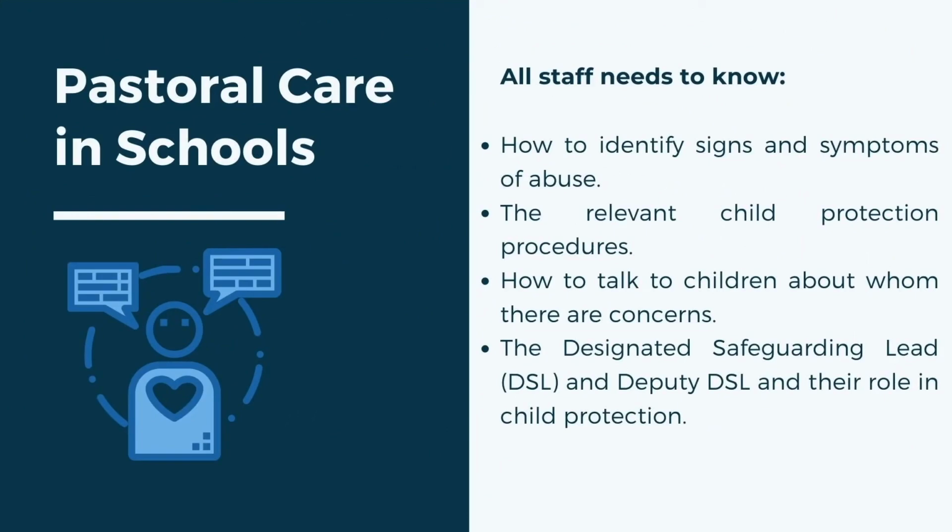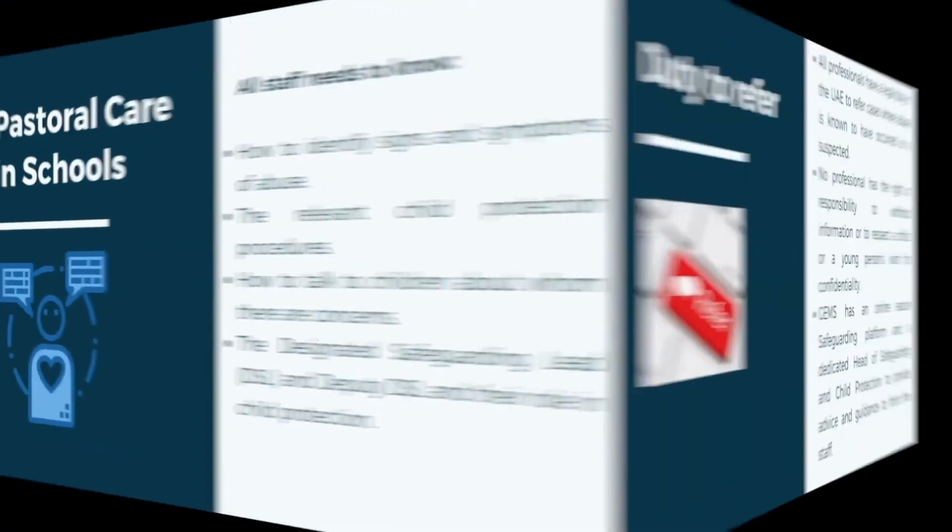Pastoral care in school. All staff need to know how to identify signs and symptoms of abuse, the relevant child protection procedures, how to talk to children about whom there are concerns, the designated safeguarding lead, DSL, and deputy DSL and their role in child protection.